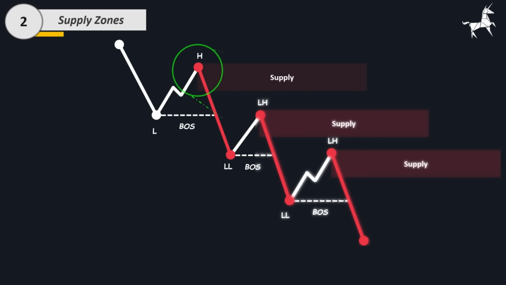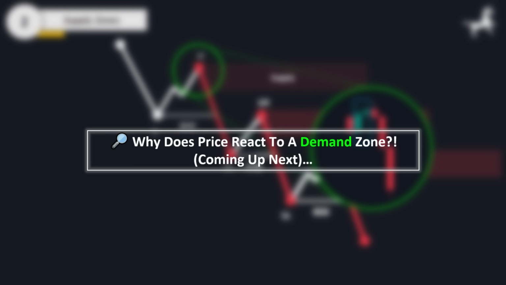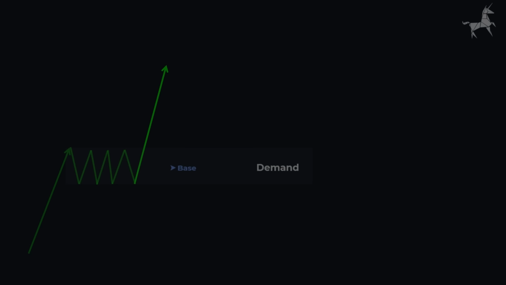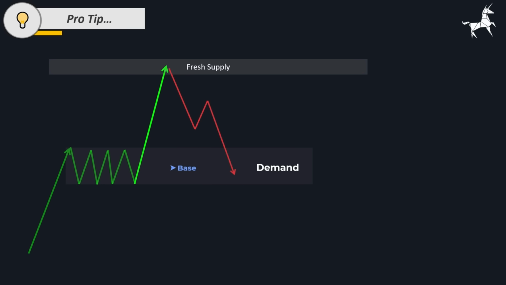Similarly, in a bearish scenario, the last up-close candle, or a series of consecutive up-close candles, at the origin of the bearish expansion move represents the supply zone. Now you might ask, why does price react to a demand zone, and what's the psychology behind it? The answer is simple. In a bullish scenario, at some point there just isn't enough demand to keep driving price higher. So, the market naturally pulls back.